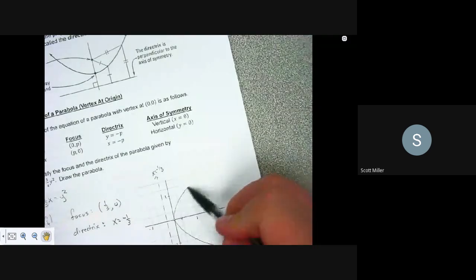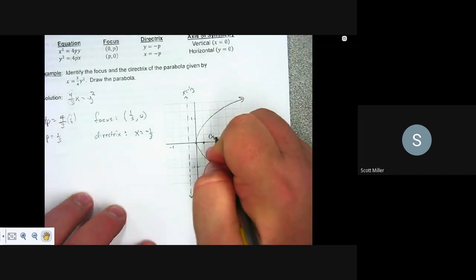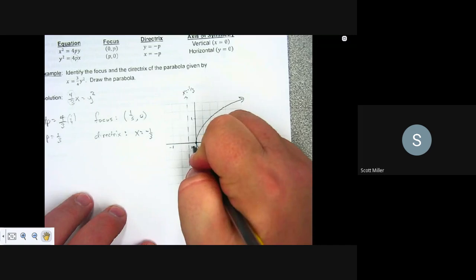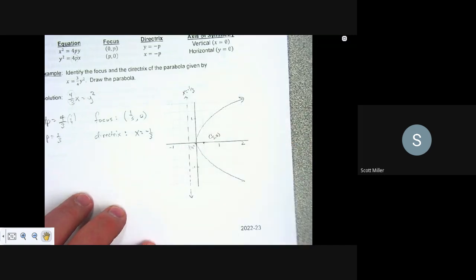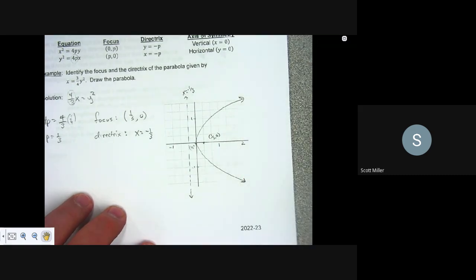This is the parabola, and then through that one over there. So there's our parabola. This is the focus, 1/3, 0. X equals negative 1/3. This is the point 0, 0, or vertex, and that is your parabola. Okay.